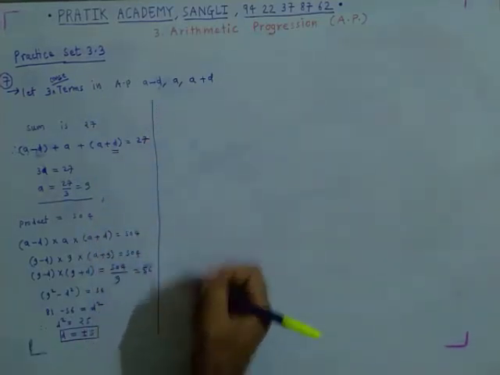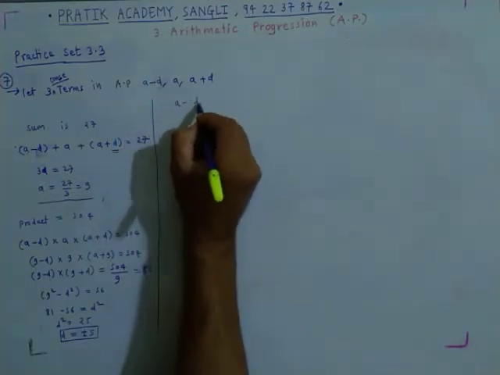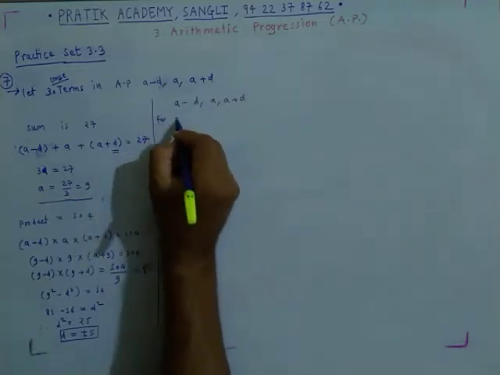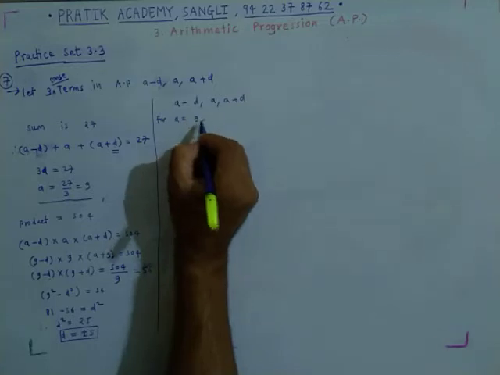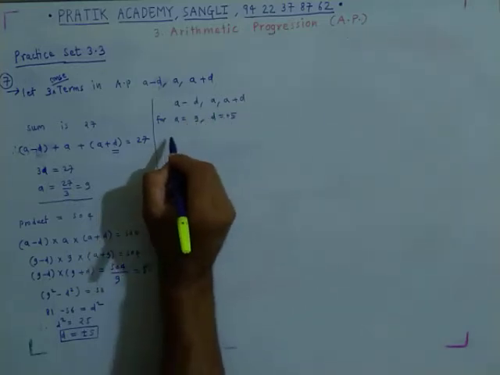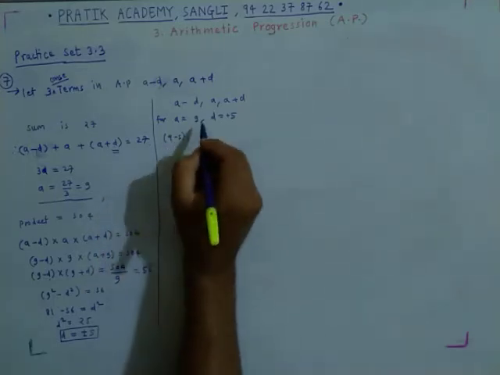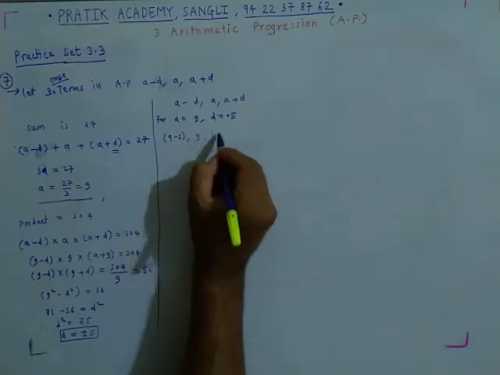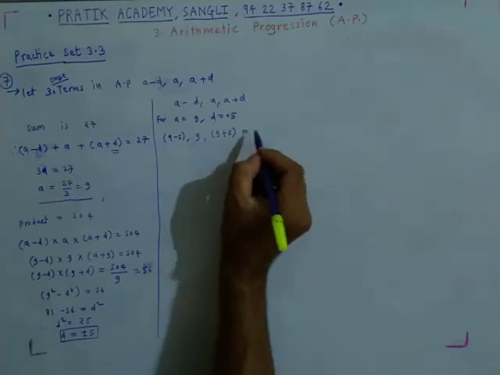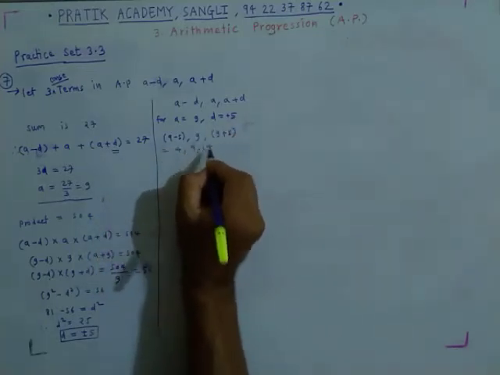Now we have the 3 terms. Our 3 terms are a minus d, a, and a plus d. So for a equal to 9 and d equal to plus 5, what will be the terms? First term is 9 minus 5, second term is 9, and last term is 9 plus 5. So the terms will be 4, 9 and 14.